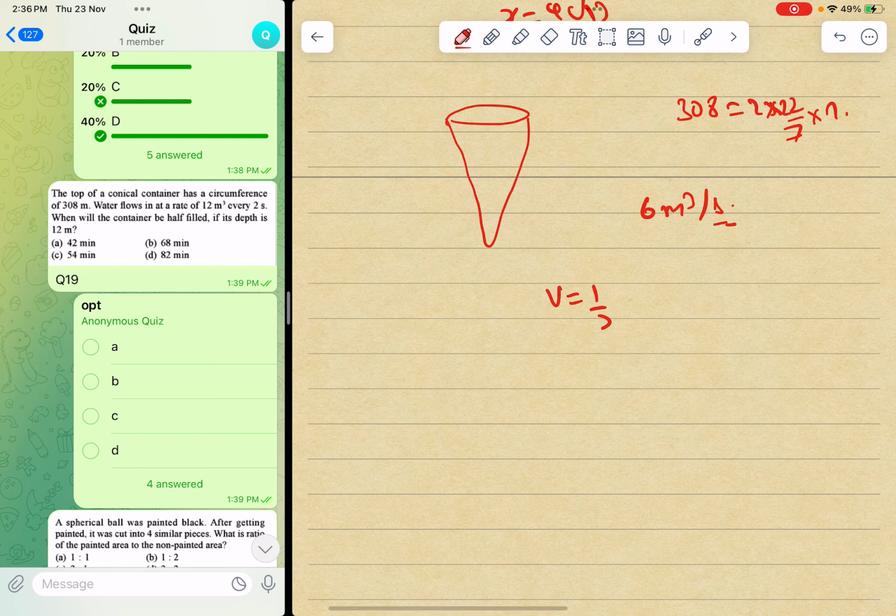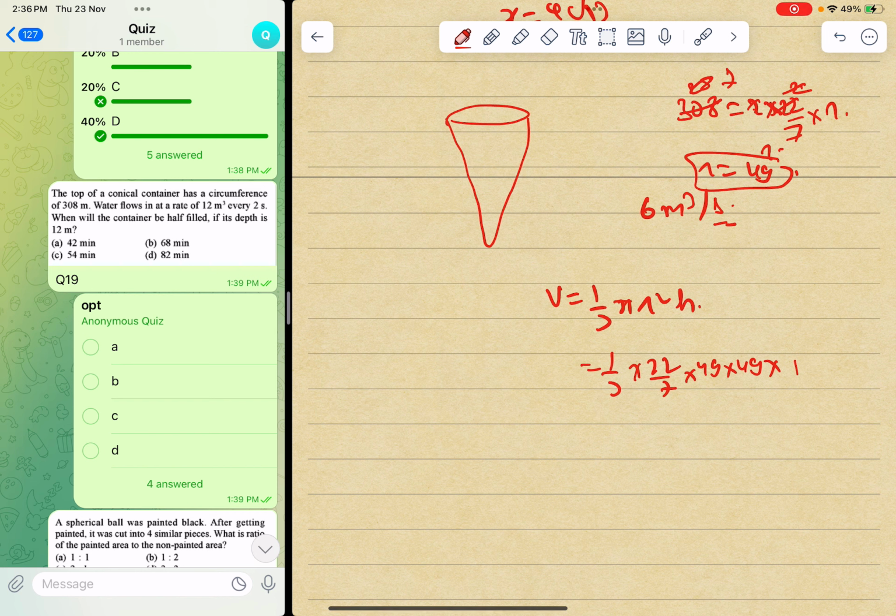So r will be how much, 308, by 2 by 22 by 7, so this gets 7, so r is 49 we got. R we got as 49, so 1 by 3 into 22 by 7 into 49 into 49 into height, which is complete 12. So 22 into 49 into 49 into 12 by 21. So we got volume as 30184. This is a calculative question, makes no sense. Half filled means half of this, so 15092.